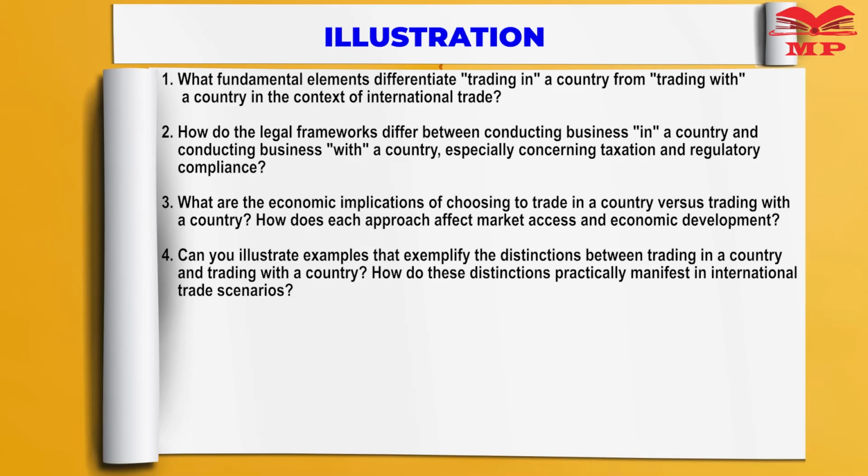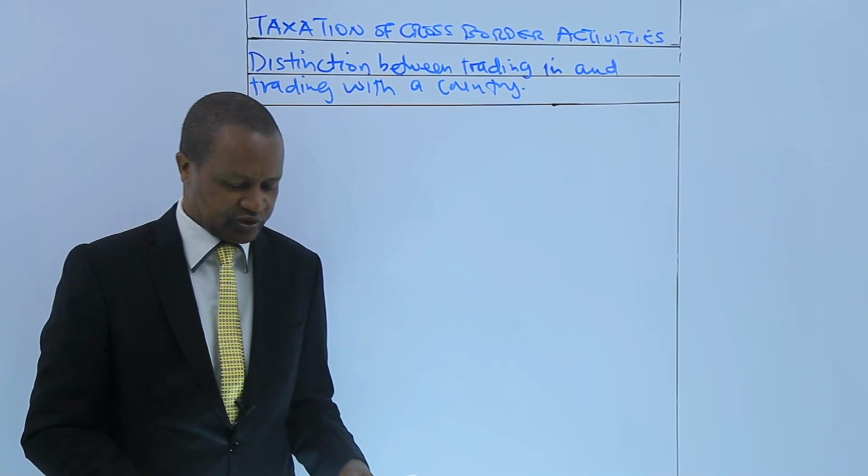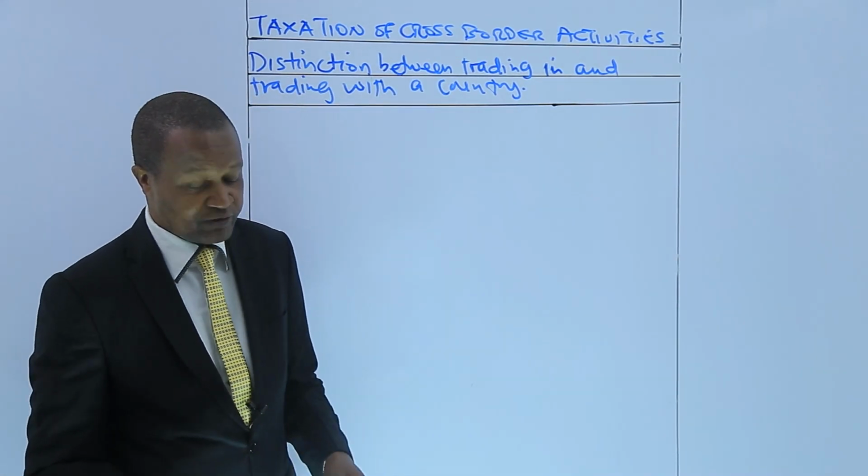Number 3, what are the economic implications of choosing to trade in a country versus trading with a country? And how does each approach affect market access and economic development? Number 4, illustrate examples that exemplify the distinctions between trading in a country and trading with a country, and how do these distinctions practically manifest in international trade scenarios? These are 4 questions I would want you to attempt before coming to our next session.